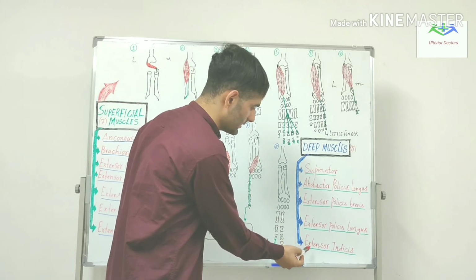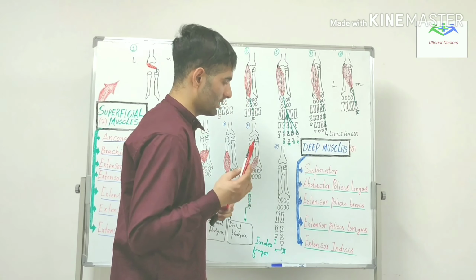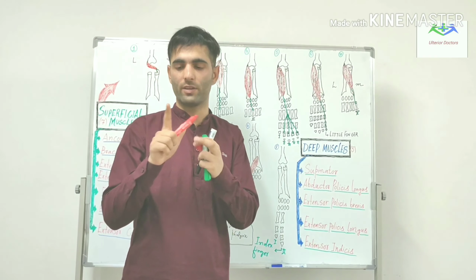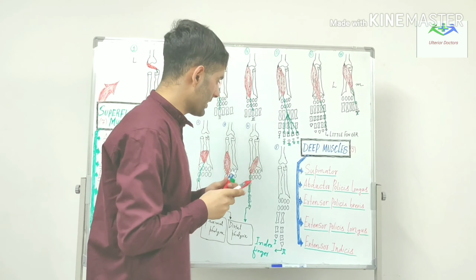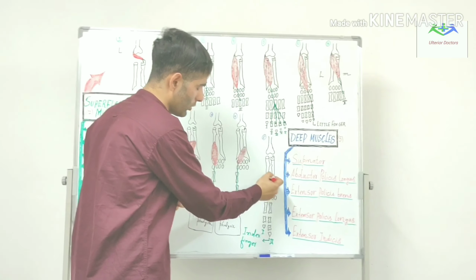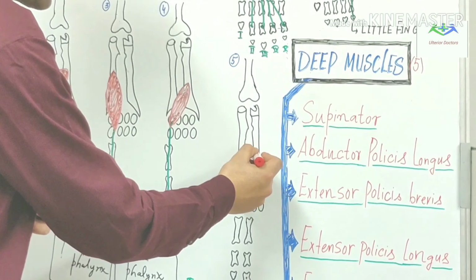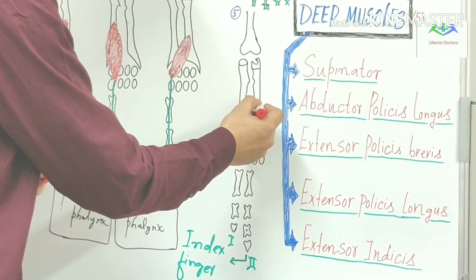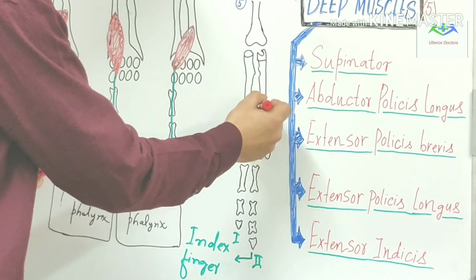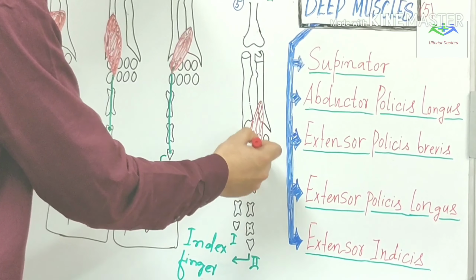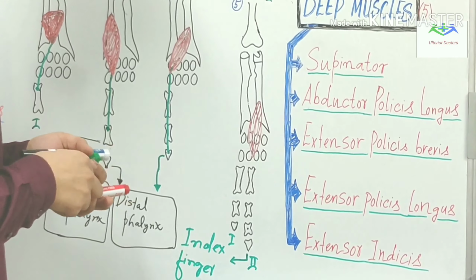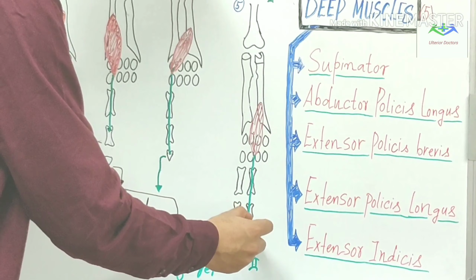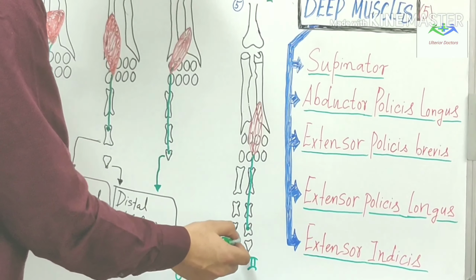Another muscle, that is extensor indicis, which is the last muscle. Indicis means this muscle goes to index finger, means this one. It originates again from the posterior surface of shaft of ulna. Here is the posterior surface of shaft of ulna. Here it originates, and here it gives the tendon. A tendon goes down, which is inserted to middle phalanx of index.